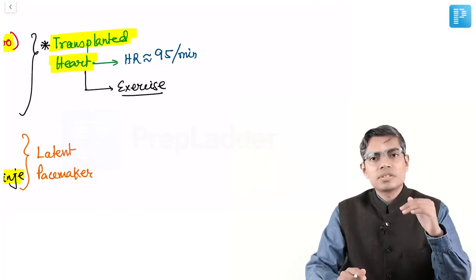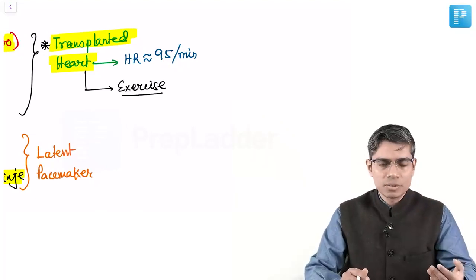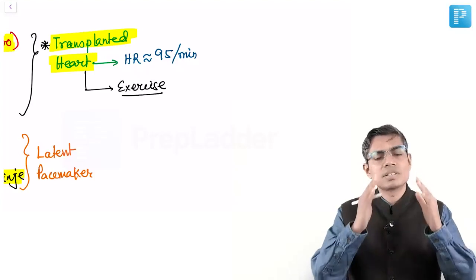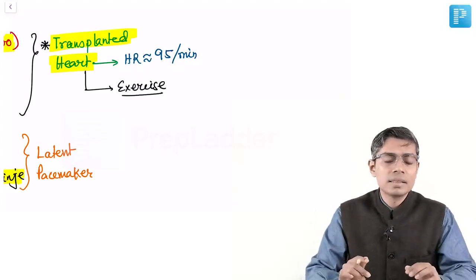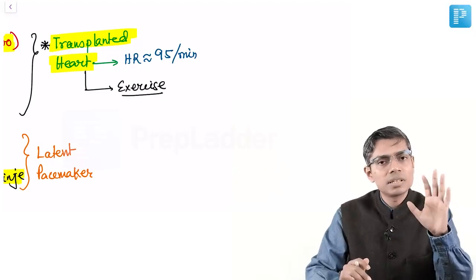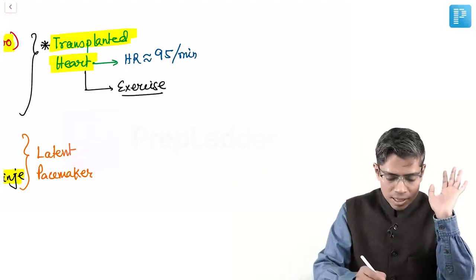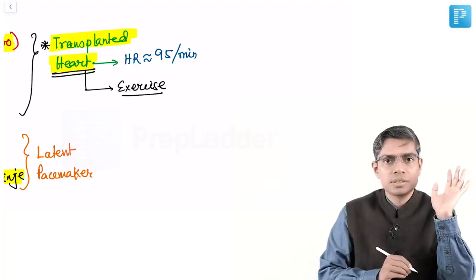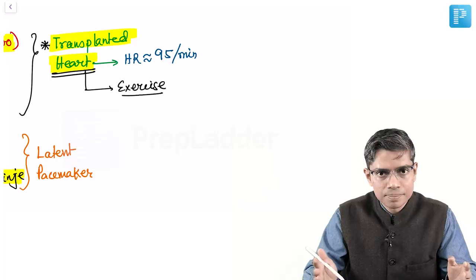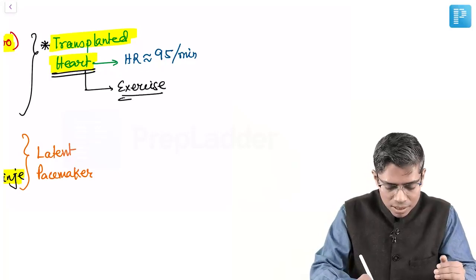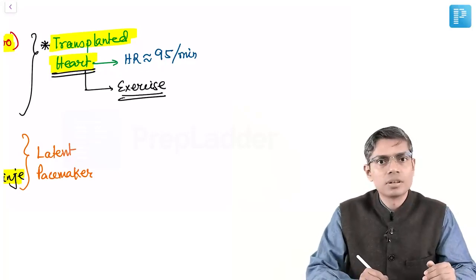So what do you know? If a normal person is doing exercise, suppose I am doing exercise, what will happen? Immediately my heart rate will start rising. Even before the starting of exercise, the heart rate can rise, and that is due to sympathetic stimulation and parasympathetic inhibition. But in this transplanted heart patient, the sympathetic and parasympathetic system of the heart is already disconnected. So what is your answer, during exercise the heart rate should rise or not?